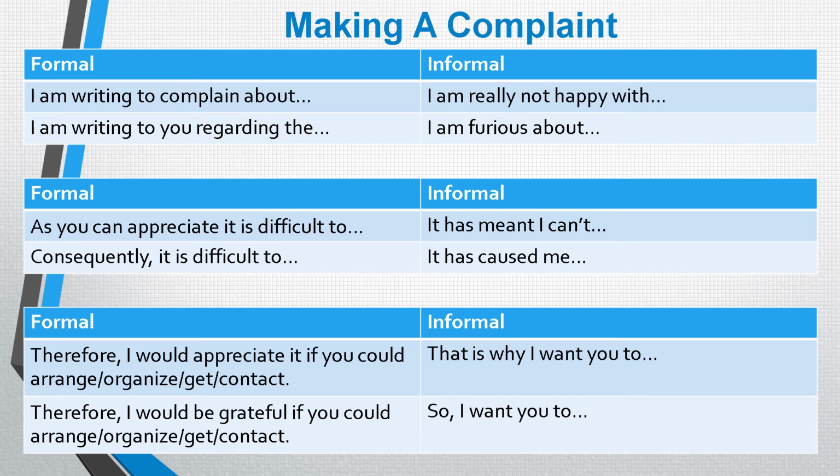Then, to explain what you want done about it, you might use one of these sentences. Therefore, I would appreciate it if you could. Therefore, I would be grateful if you could. Or in an informal way, that is why I want you to. So, I want you to. So, there we have both formal and informal ways of making a complaint. And using the sentences in that order is a really nice way to organize your letter of complaint.